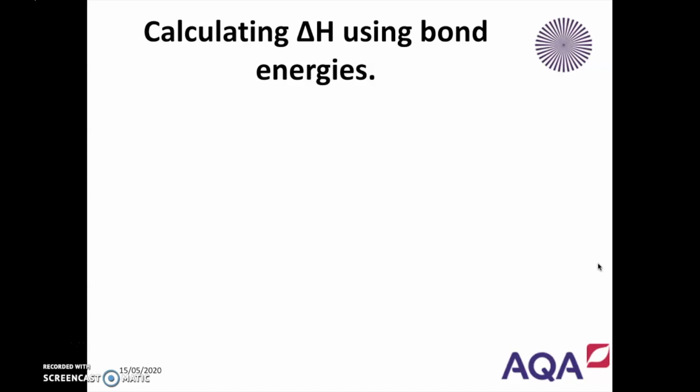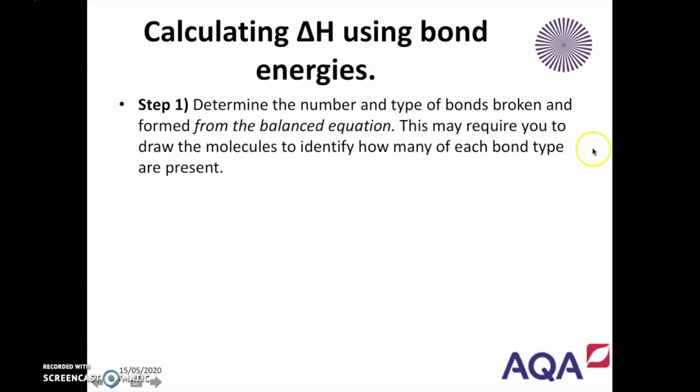Okay, so the next thing we need to talk about is calculating delta H using bond energies. Delta H is just another name for energy change. So we're talking about calculating energy changes using bond energies. Step one, first thing you need to do is to determine the number and type of bonds broken and formed from the balanced equation. We'll have a look at some examples in a moment. This may require you to draw the molecules to identify how many of each bond type are present. So it's a good idea for you to draw out the molecules to see clearly how many of each bond type are present.